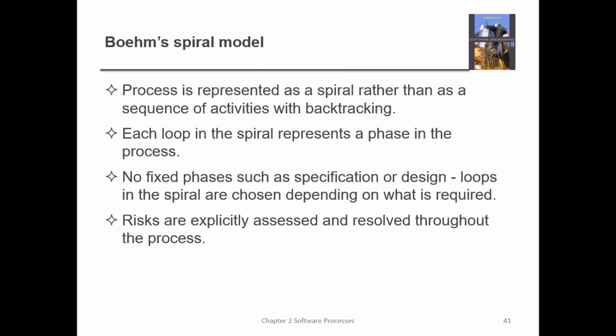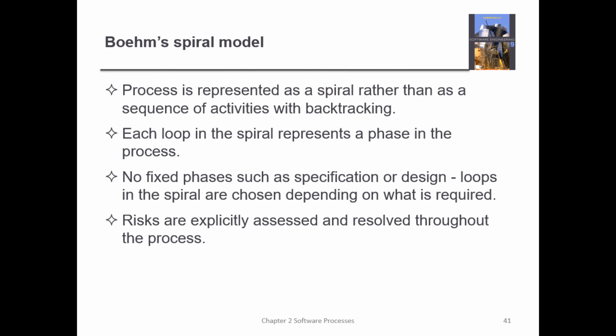Okay, let's talk about Boehm's spiral model. Now the spiral model, we look at the process being represented as a spiral. A spiral is like a cycle, something that goes back, iterative, rather than a sequence of distinct activities. So here we have backtracking. You can go back in each phase and add other functionalities, and you depend on what you have already done to add on it. So that is the spiral model.